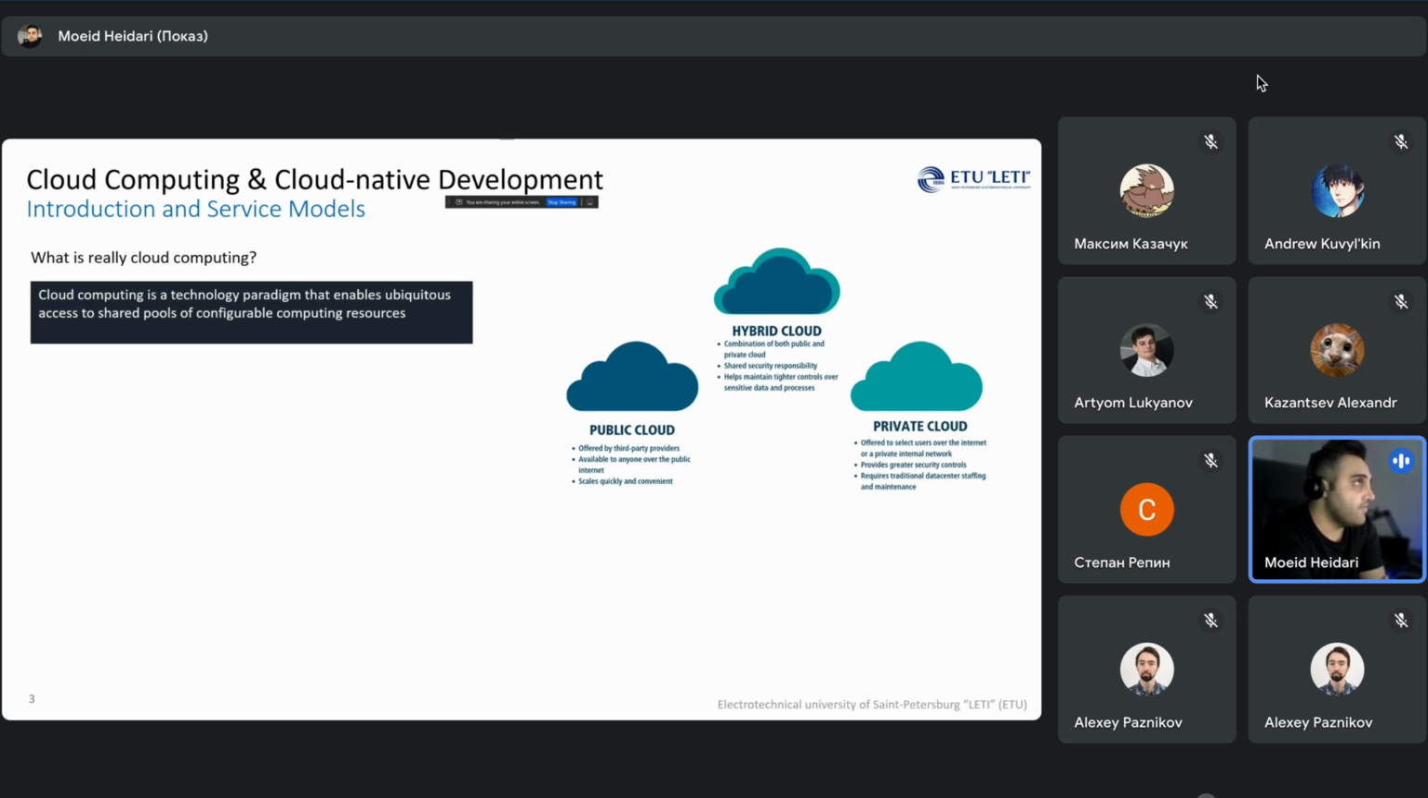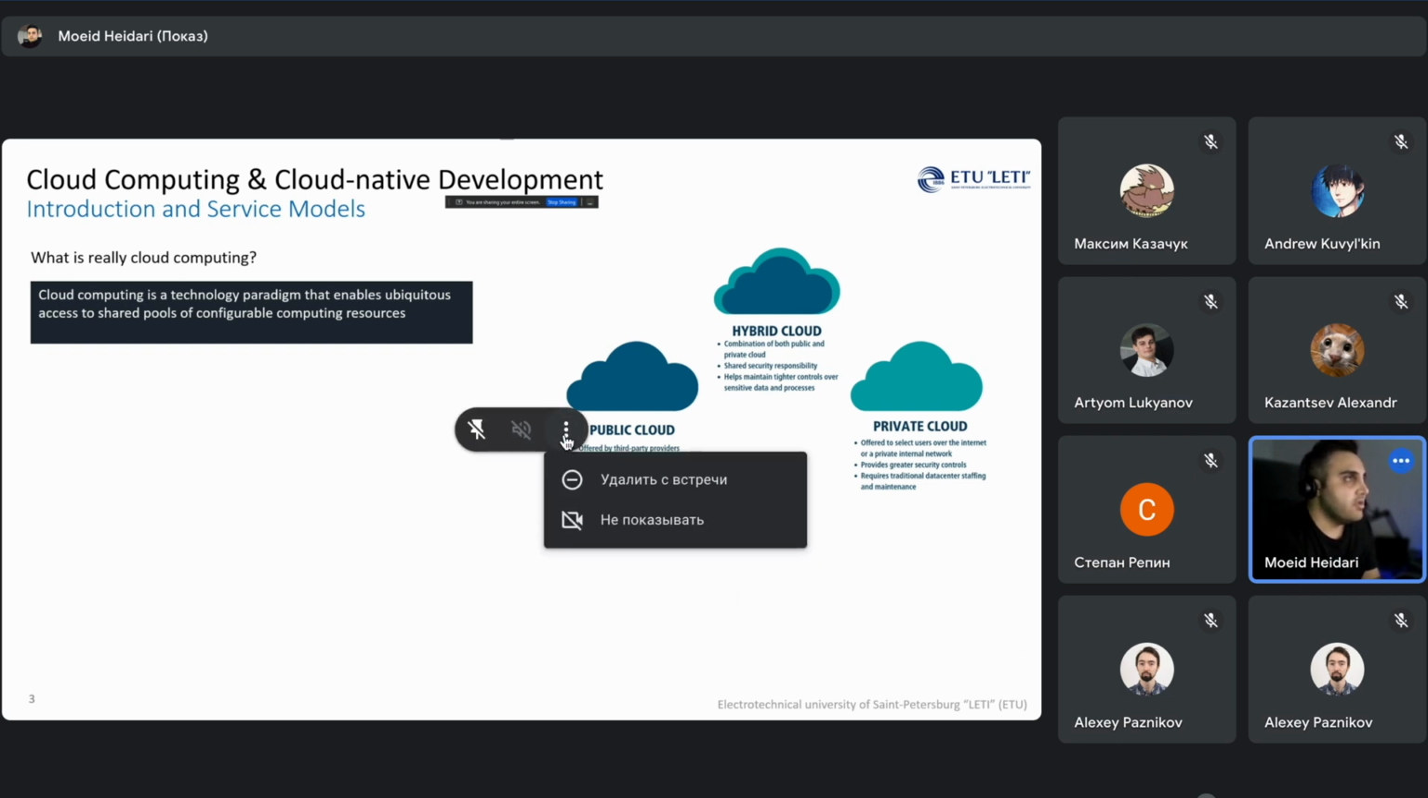So based on the definition, cloud computing is a kind of technology that can help us to access the shared pools of configurable computing resources. So it means every time when we delegate our computing and our data processing to a remote server or to a server that has a shared pool of resources, then it will be a cloud computing.